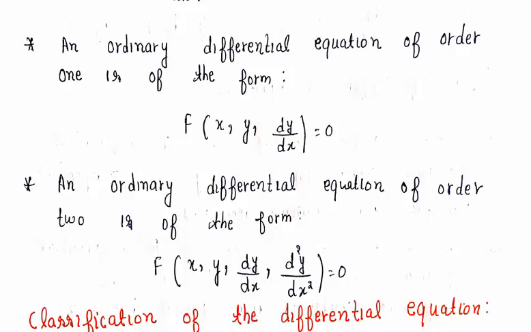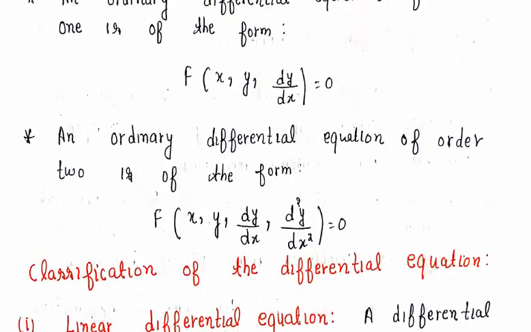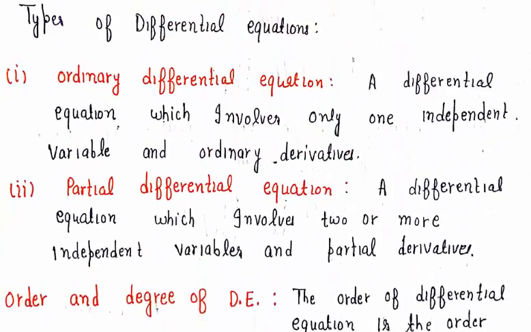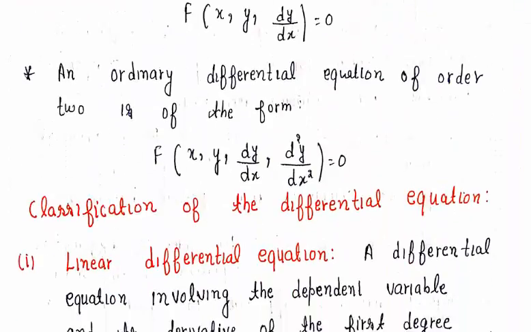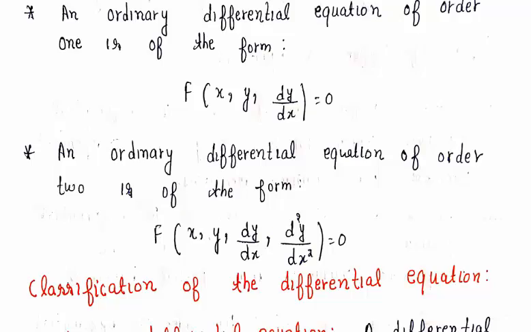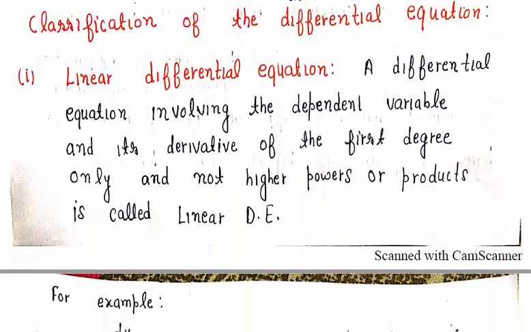And an ordinary differential equation of order 2 involves x, y, dy over dx and d square y over dx square. So the equation which involves x, y, dy over dx and d square y over dx square is an ordinary differential equation of order 2. Now, first we discuss the definition, then we discuss the types, then we discuss order and degree. Then we discuss two standard forms of a differential equation.